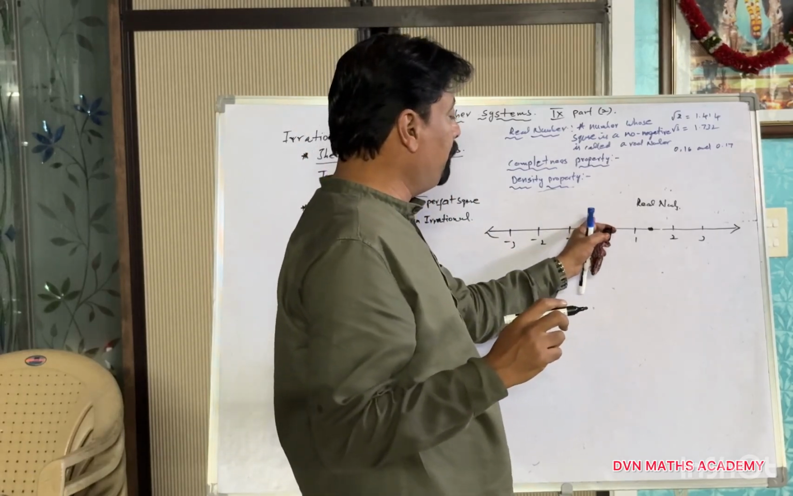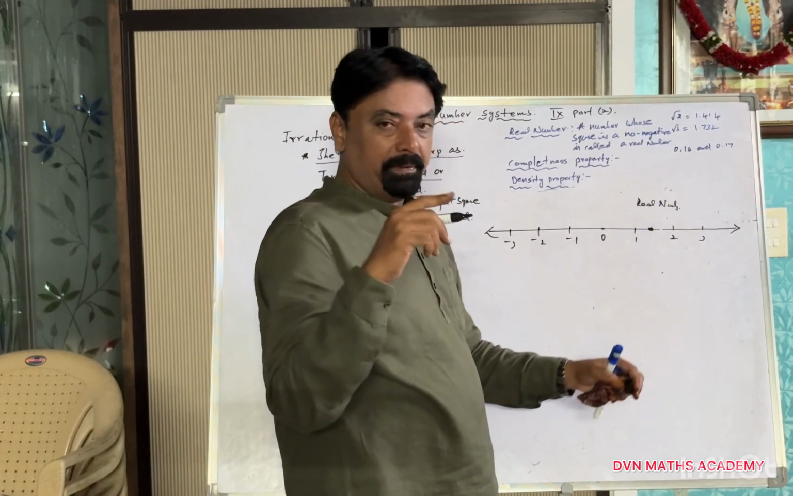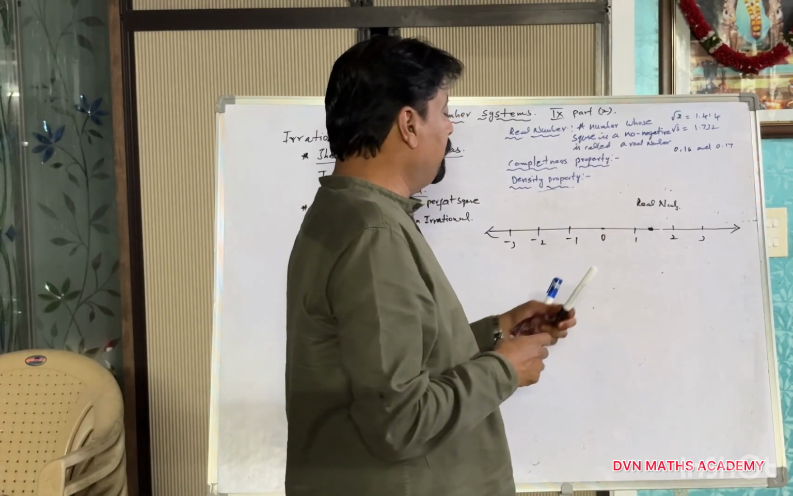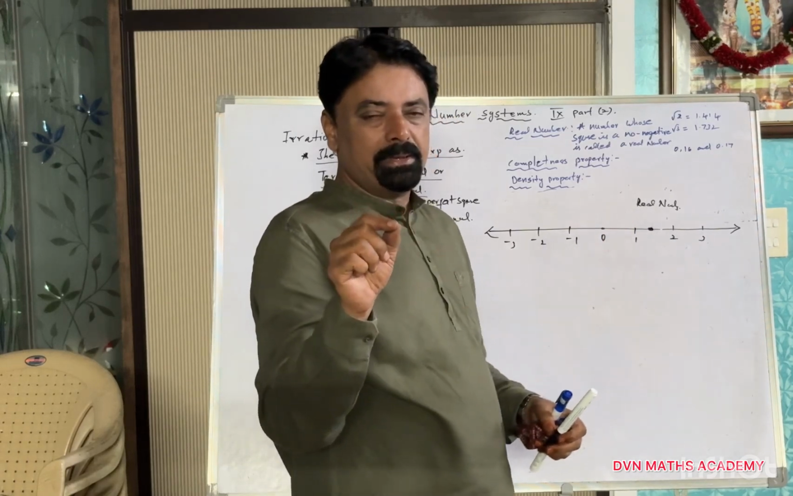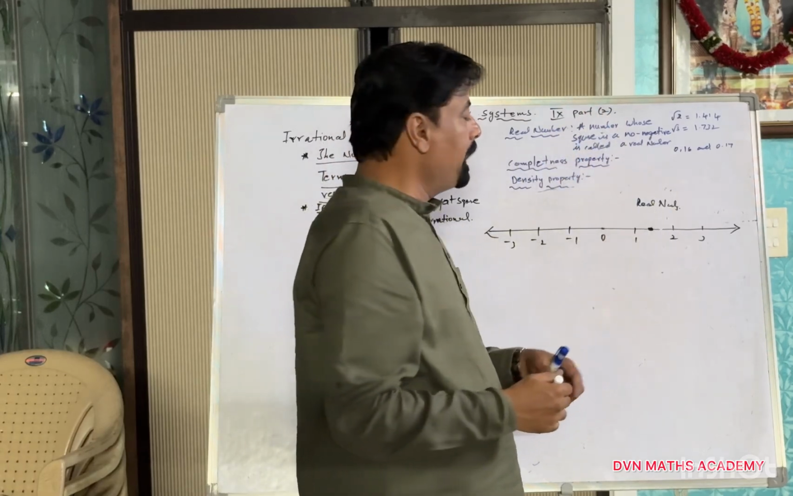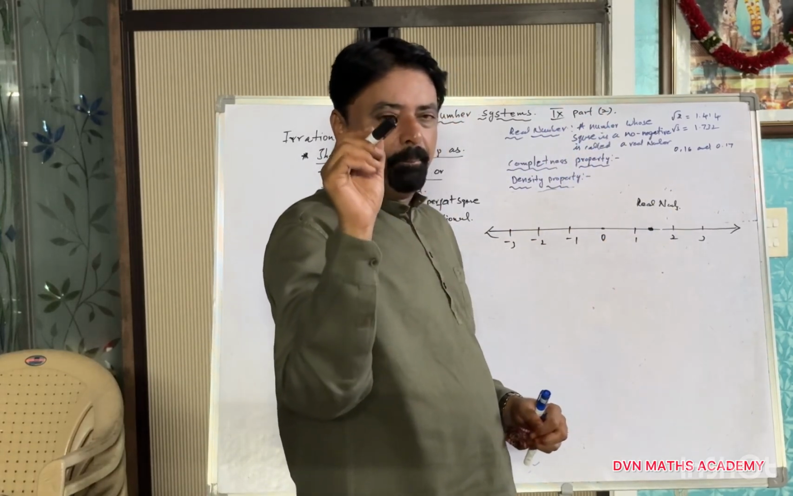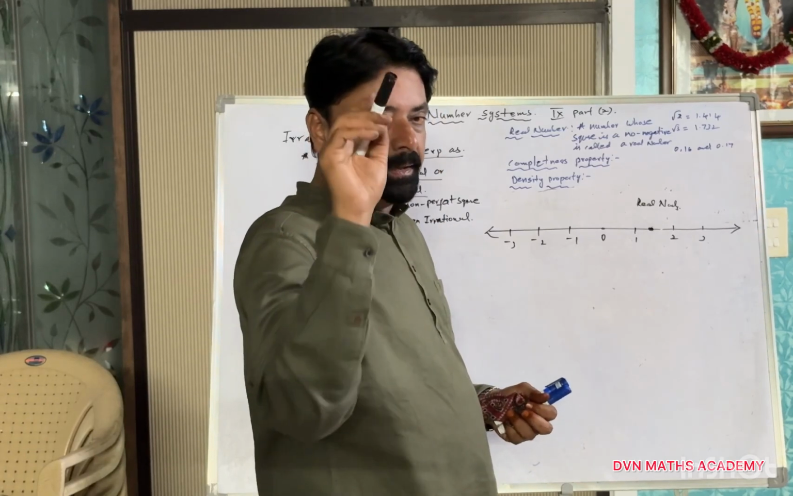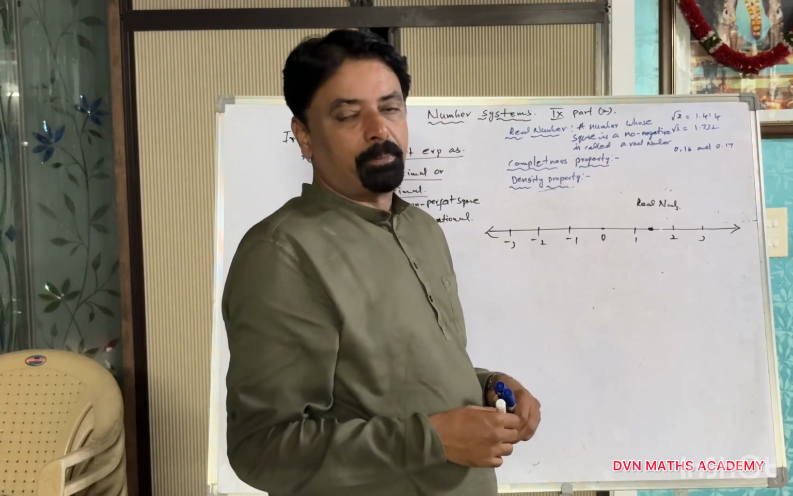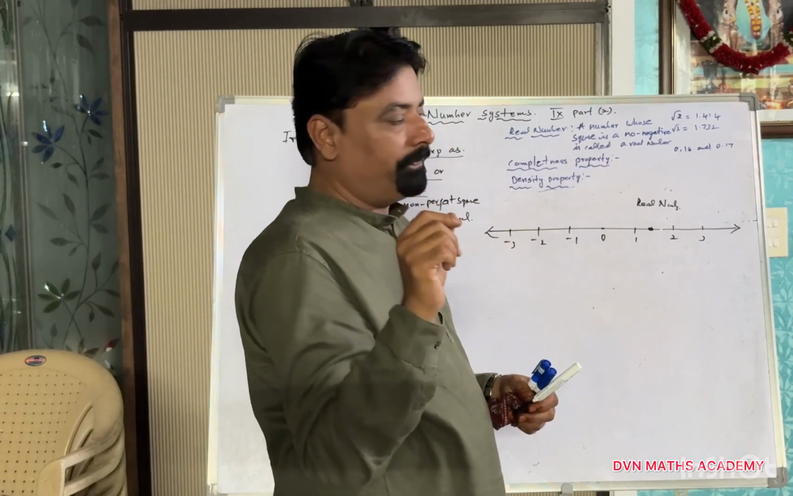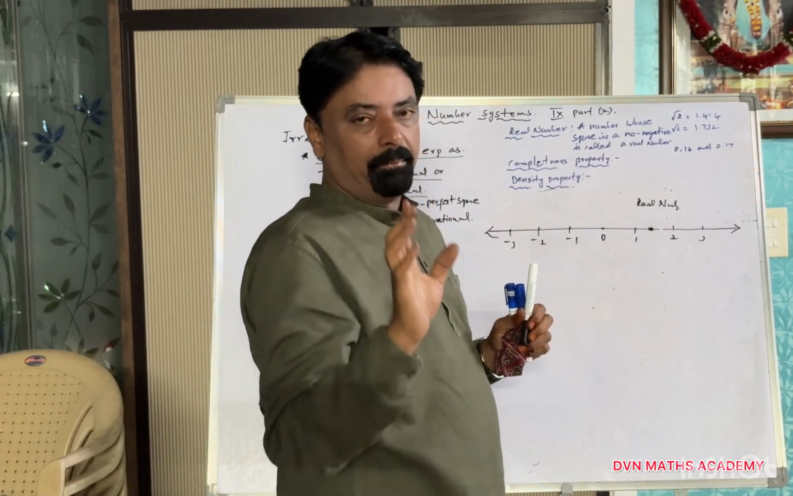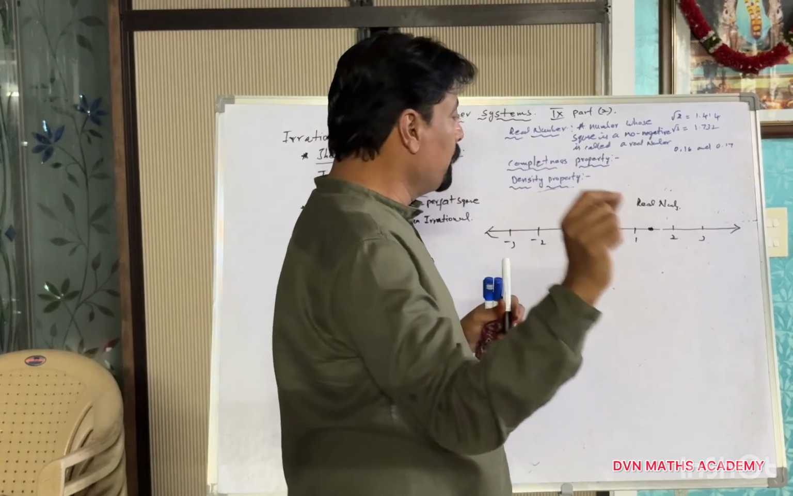A rational number we can represent on the number line. In the previous class, I explained how to represent rational numbers on the number line. And if it is an irrational number, we can represent irrational numbers also on the number line. What is the completeness property? Any point on the number line is a real number and it is unique. That property we call the completeness property. So this is a very, very important definition.